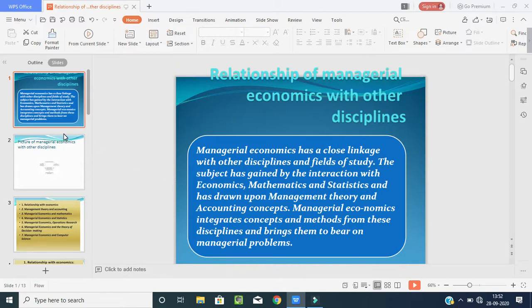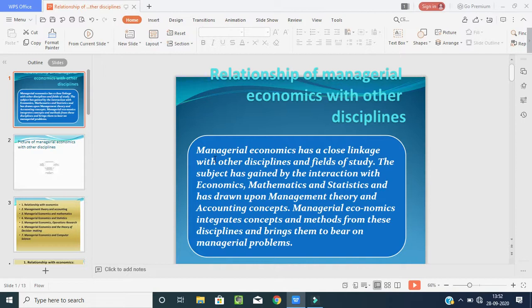So managerial economics is not only with engineering, it also has a good relationship with accounting, operations research, mathematics, computer science, decision making, even management. All these are the things we are going to learn in today's class. Now we'll start with the topic, relationship of managerial economics with other disciplines.